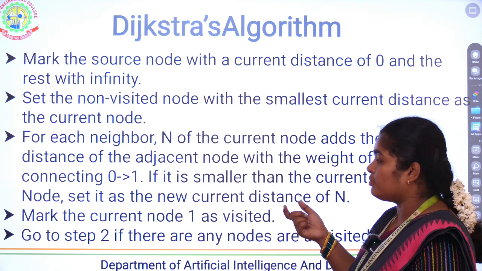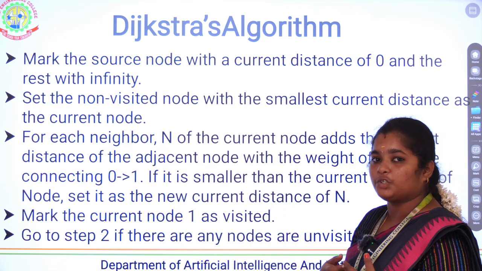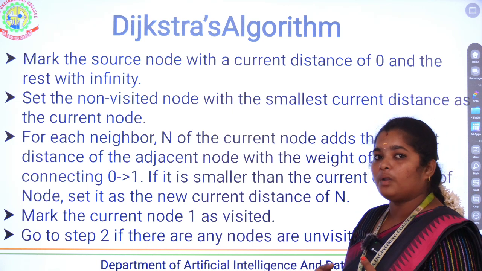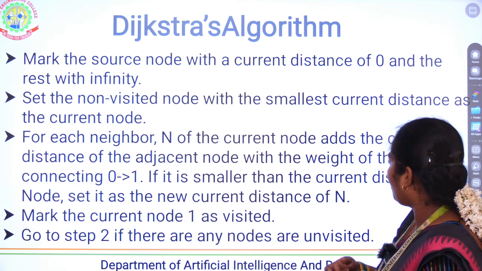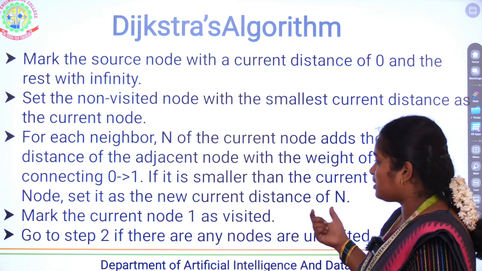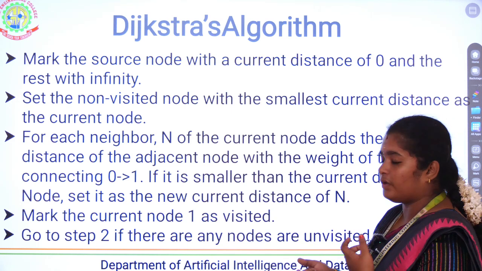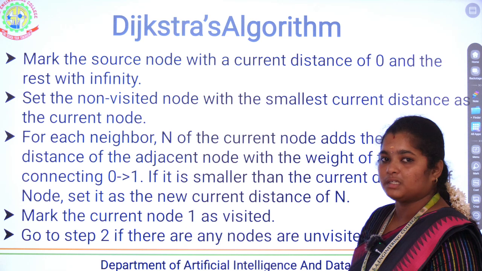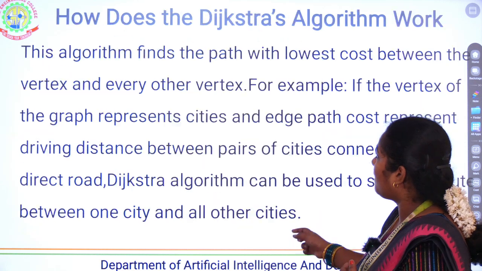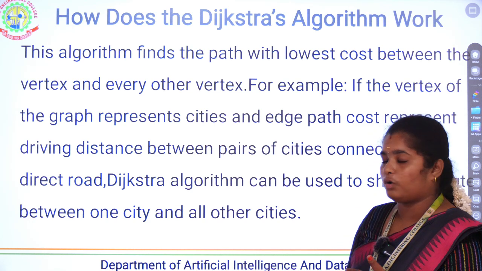As I told already, from 0 to 1 we have a certain distance which will be taken as the shortest path. It varies from node to node where we can take the shortest path. If it is smaller than the current distance of the node, set it as the new current distance of n. Mark the current node 1 as visited. First, the node we are visiting will be marked as the current node. And go to step 2. If there are any unvisited nodes, what steps we have involved in step 1 will be repeated in step 2 and so on.